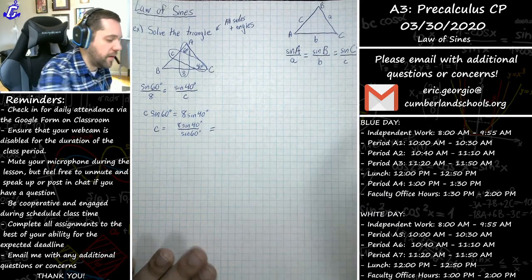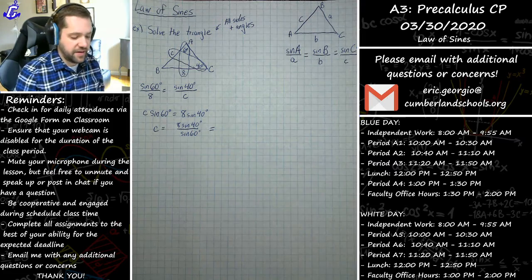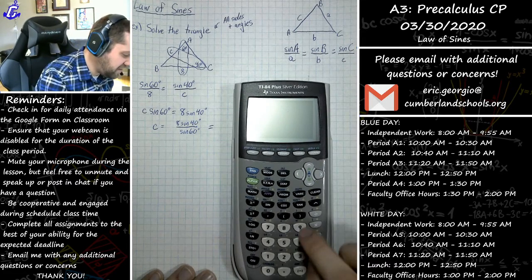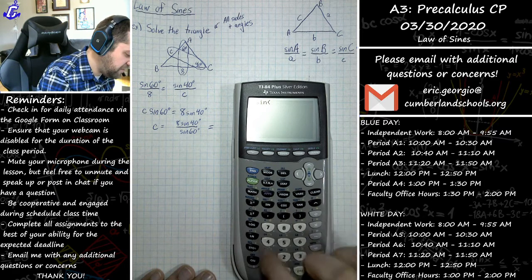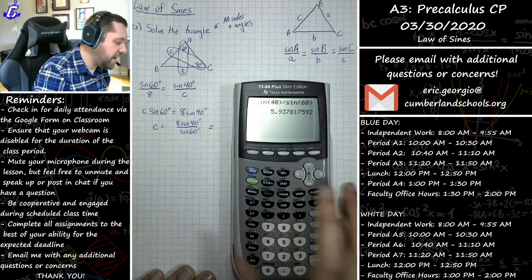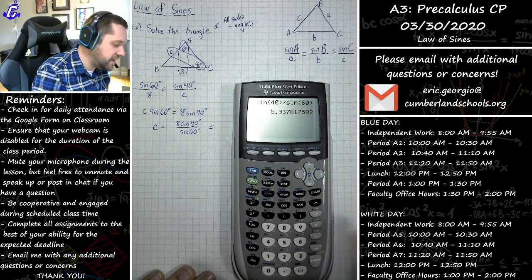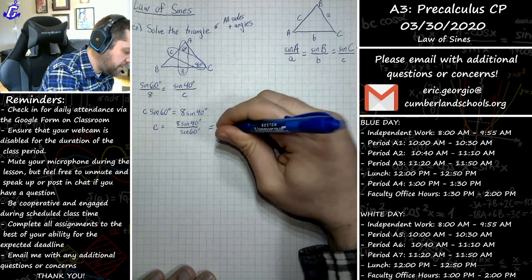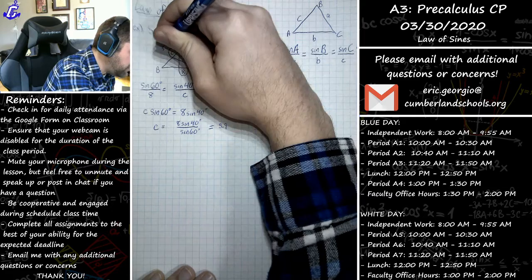You could go ahead and plug that into a calculator. Last time I didn't have a fancy graphing calculator, but now we got one. So I can say we got 8 sine of 40 divided by sine of 60, and we get that C is approximately equal to, we'll just round to 5.9. So that means that this side is 5.9.